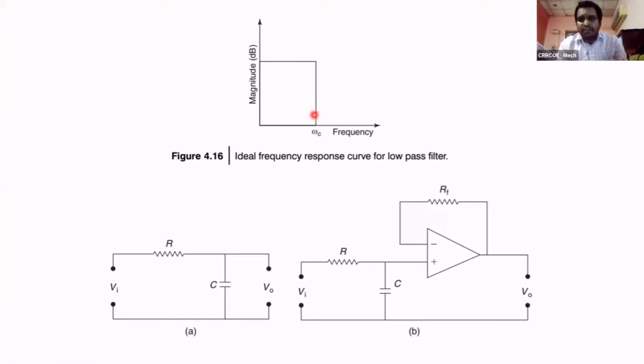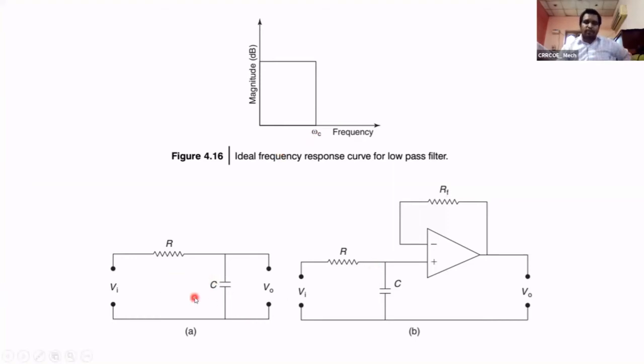Means low pass filters allow only low frequency from the signal without damaging the information in the signal. We can filter the low frequencies. This is the frequency response curve of the low pass filter. Here see the two circuits.